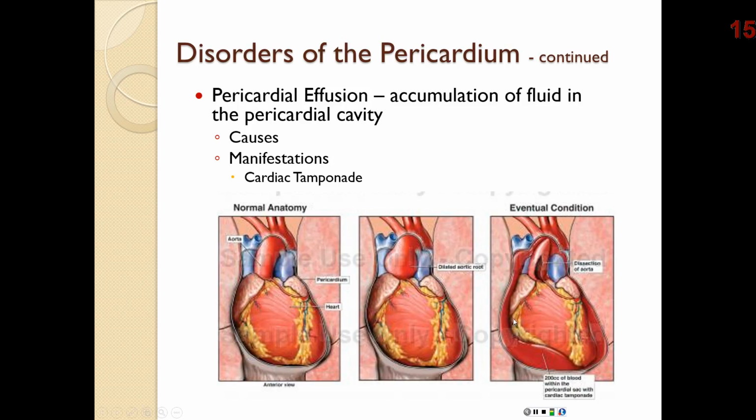Again, think about what's going on here. If there's accumulation here, there's just no blood that can get into those ventricles. There's no room. They're not expanding, and therefore cardiac output will drop dramatically. So that's a big issue with cardiac tamponade.